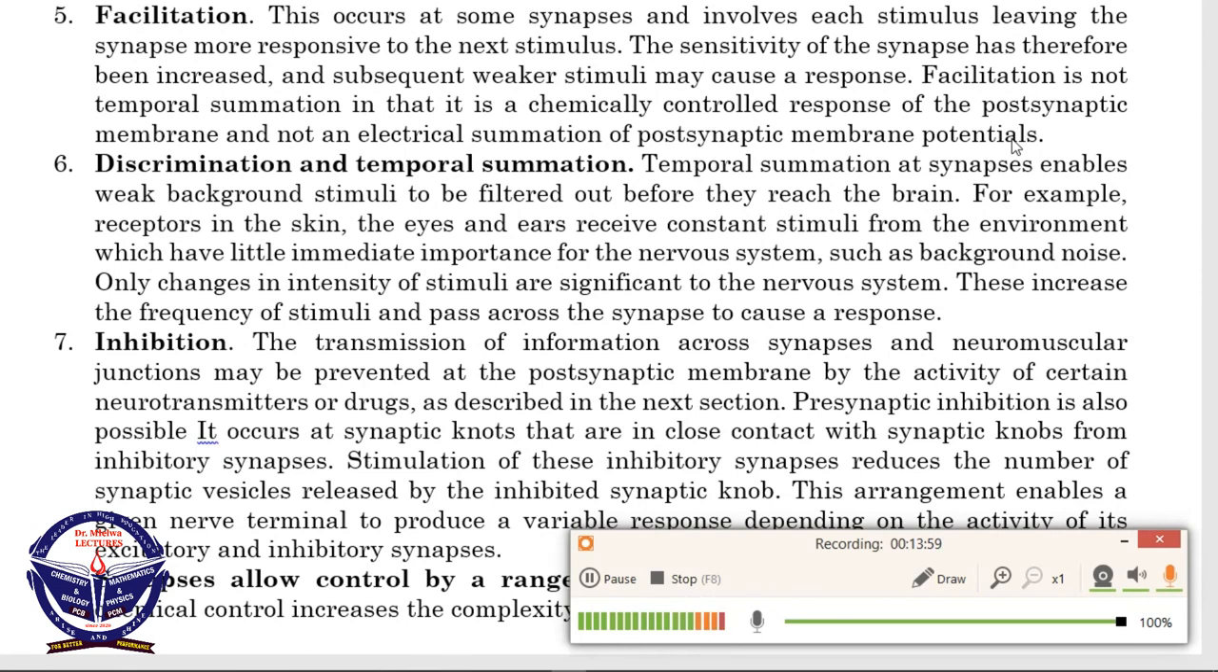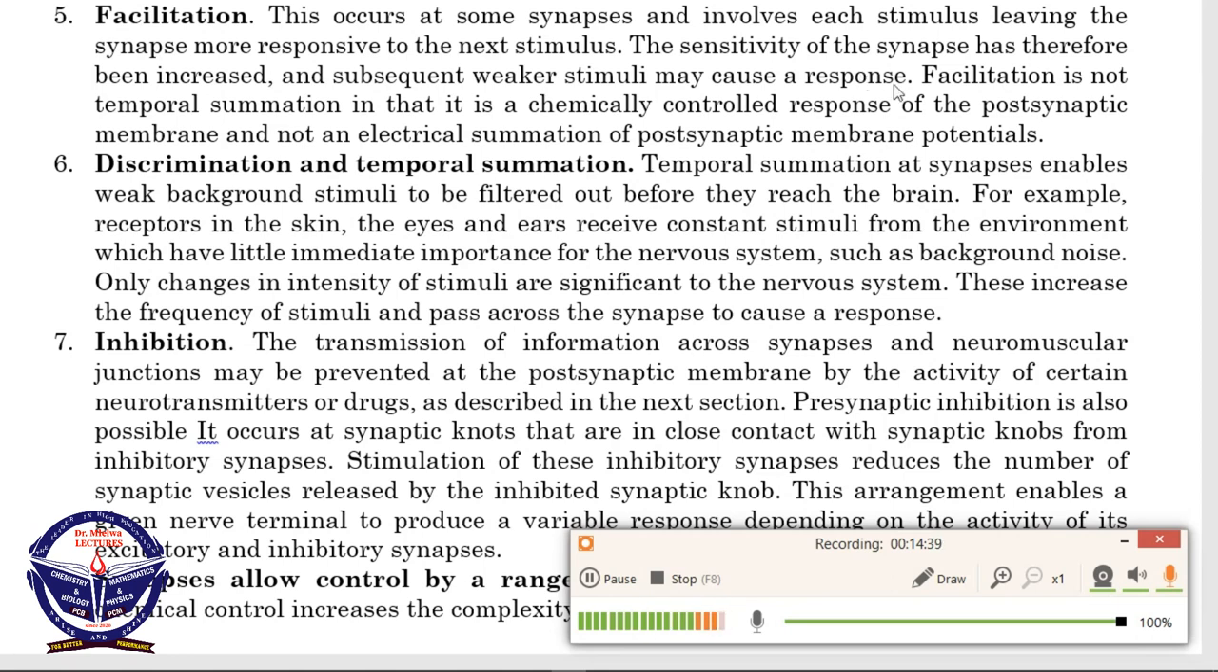Kwamba impulse kisha pita, ile membrane inakuwa imebakia kwenye hali fulani hivi kama excited. And then the coming stimulus, hata kama ikawa ni weaker, the sensitivity of synapse has therefore been increased, and subsequent weaker stimulus may cause a response. Kwa coming stimulus, hata kama ikawa weaker, ile synapse yenyewe inaifacilitate, so inafanya ile stimulus iweze kutengeneza response hata kama ilikuwa ni a weaker stimulus. So that's what you call facilitation. It occurs at some synapse and involve each stimulus leaving the synapse more responsive to the next stimulus.